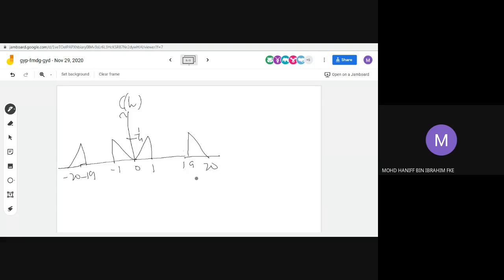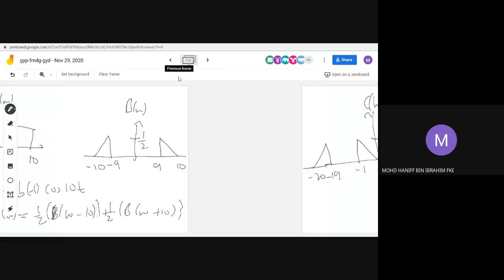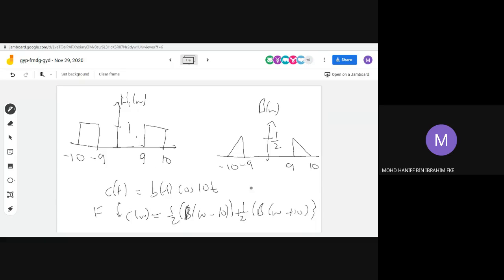Hopefully it's clear on how you obtain the C omega, and I repeat again: the C omega is obtained based on the shifting of the B omega signal according to this equation. The C omega is obtained by shifting B omega by 10 units to the right and 10 units to the left. And the amplitude of B omega is reduced by half, and that will be the amplitude for the C omega.